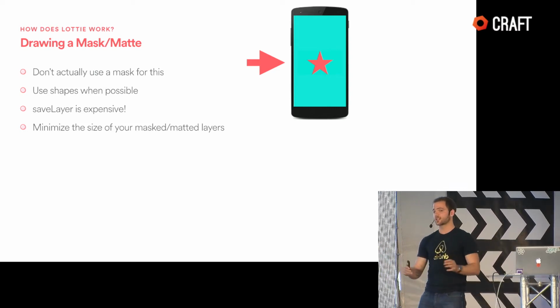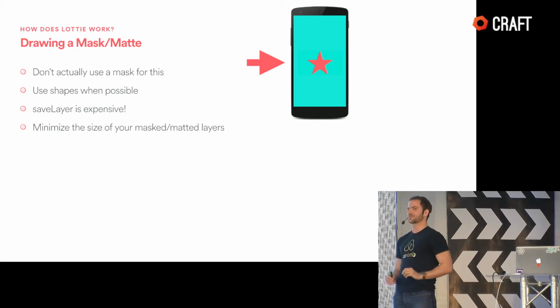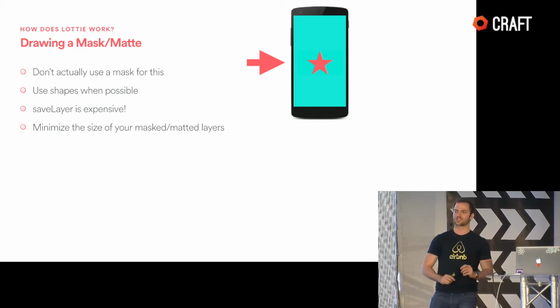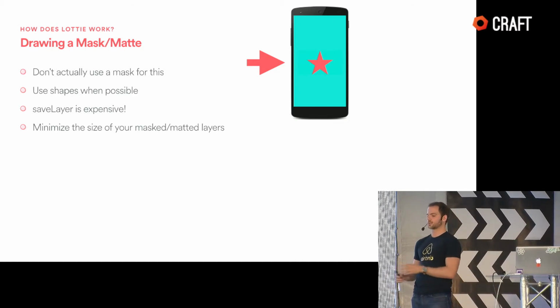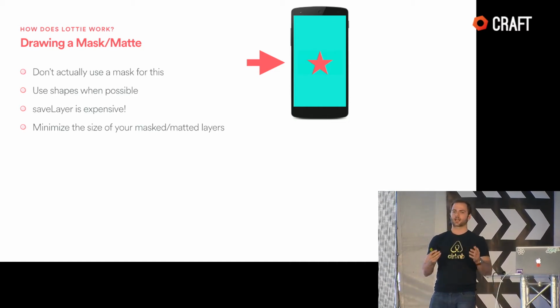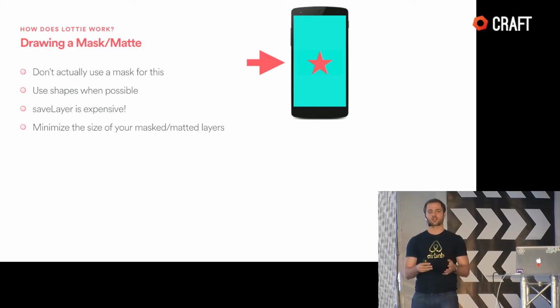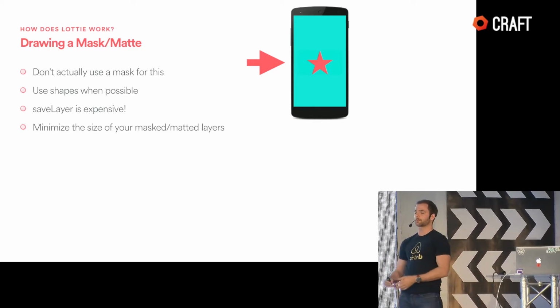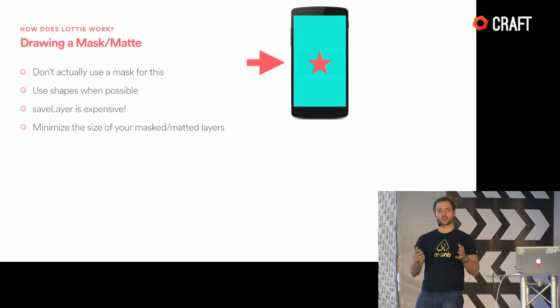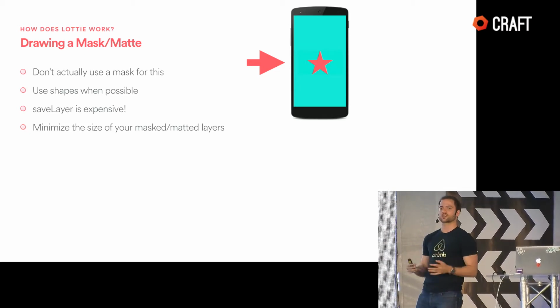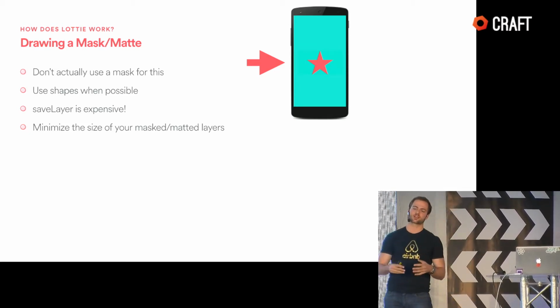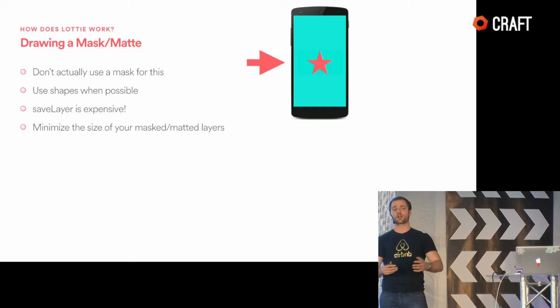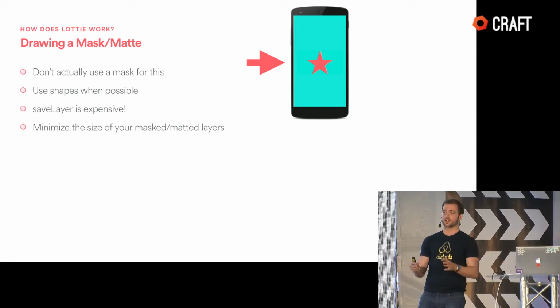In practice, I don't actually recommend using this method to draw a red star. It's a contrived example because that save and restore layer is actually quite an expensive call, and we'll see why in a second. Because it's expensive, we have a lot of optimizations in Lottie to make it better, but basically the expensiveness of that call is proportional to the size of the layers that you're masking or matting. So if you are, in fact, using these in your animations, it's fine, but do try to minimize the actual bounds of the shapes that you're using as a mask or a matte.